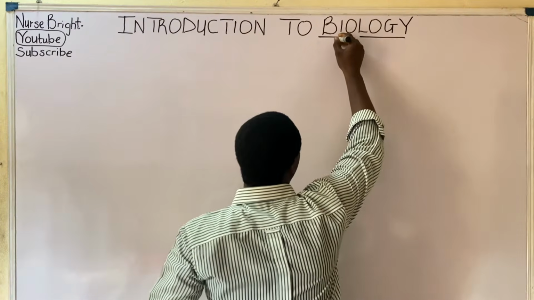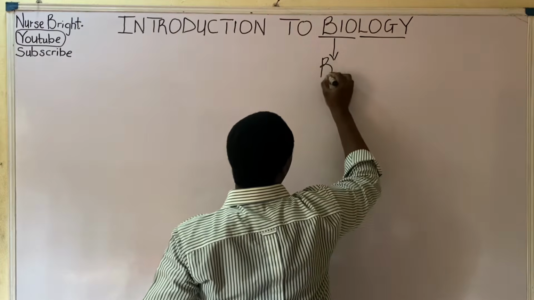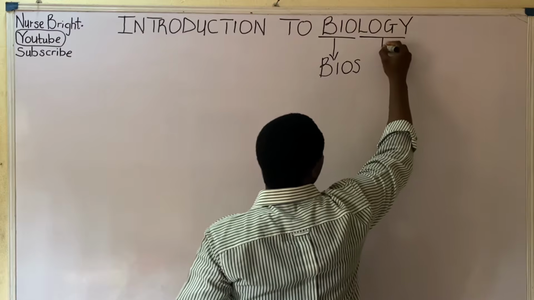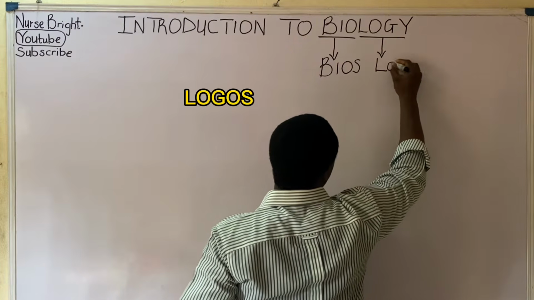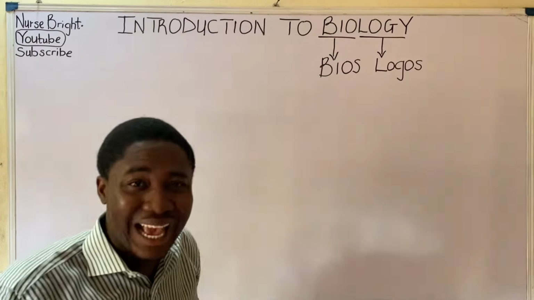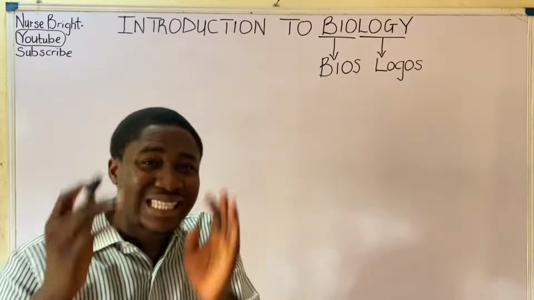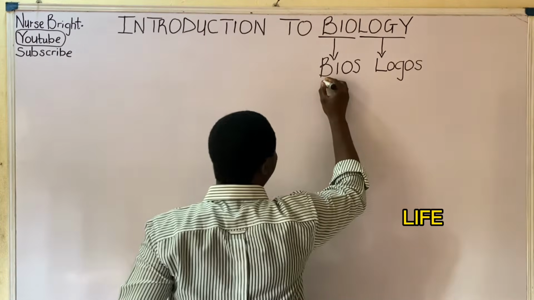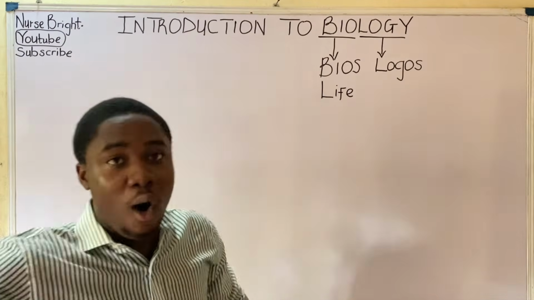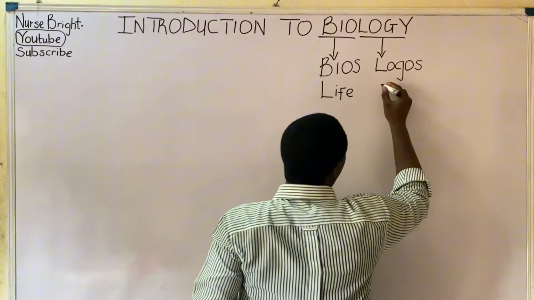So, for bio, it is the first Greek word, which is written as bios, whereby for logy it is written as logos. So it is from these Greek words we actually get what biology is. Now for bios, it simply means life. Bios simply means what? Life. Whereby for logos, it simply means to study. Do you understand? Logos simply means what?